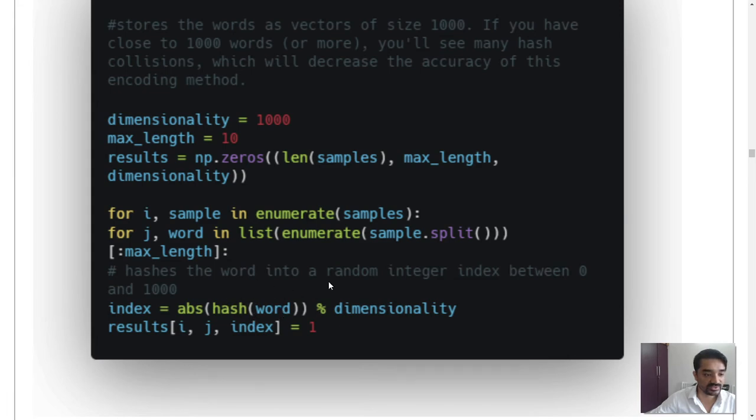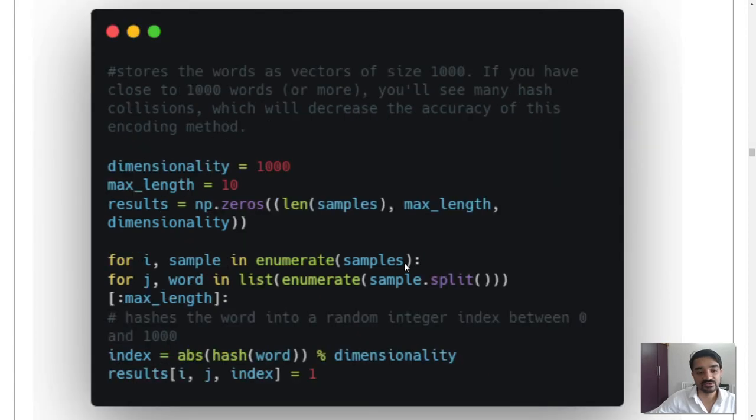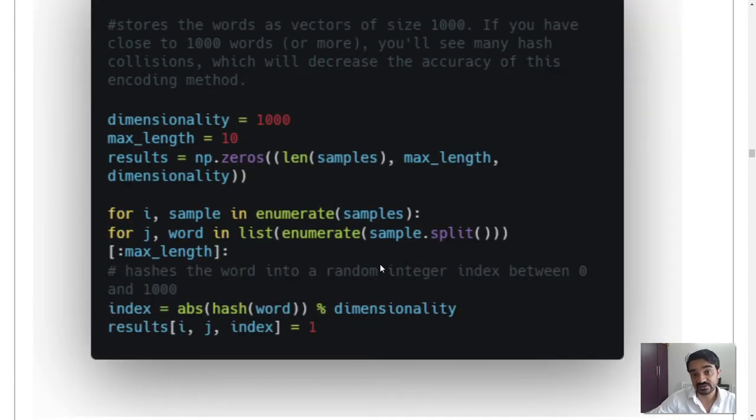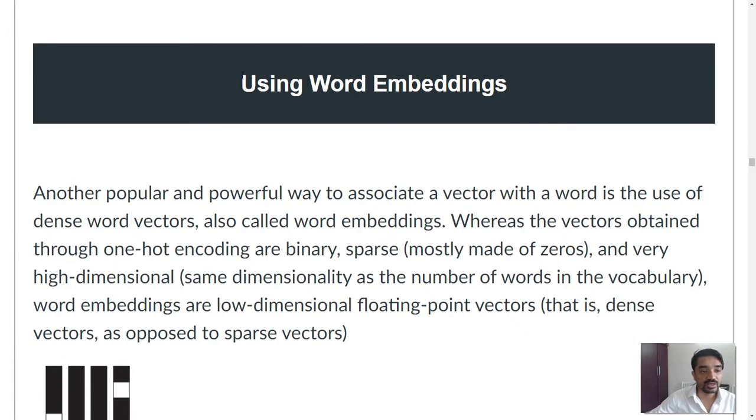Now hash is something which is already inbuilt in Python, so we don't have to worry about how to create a hash. Basically, given a word, it's going to create a hash and give it to you, and you can literally store that. Okay.